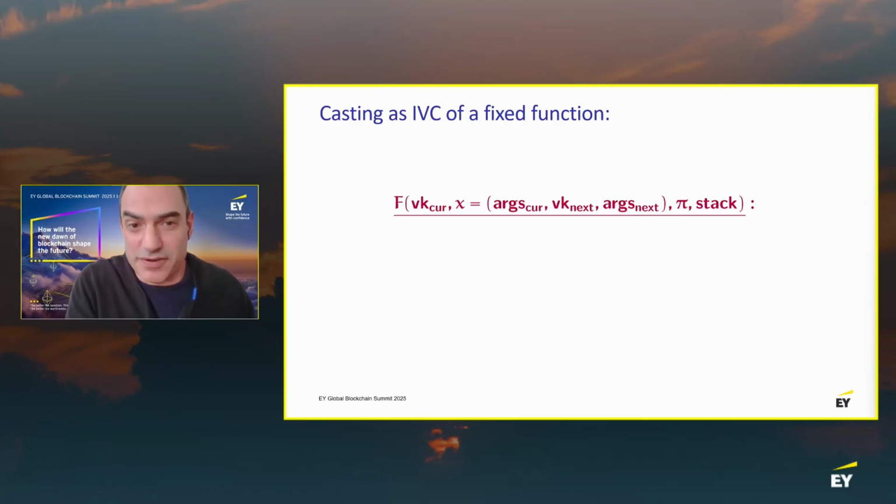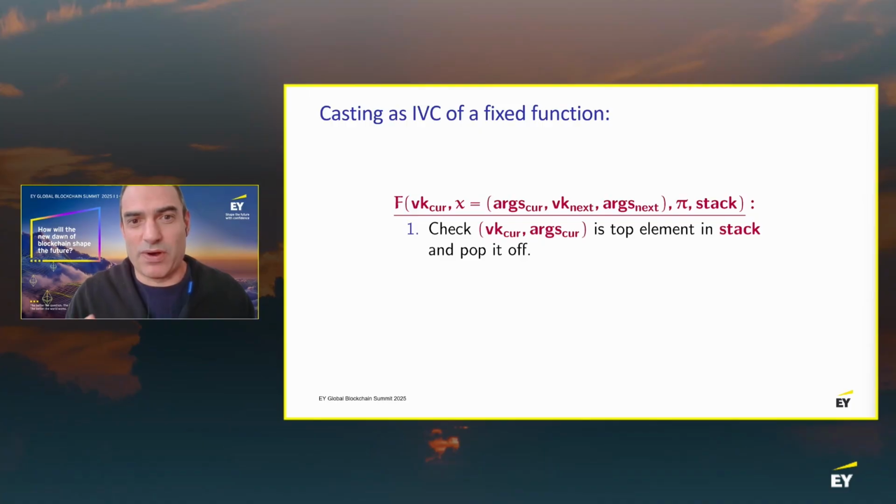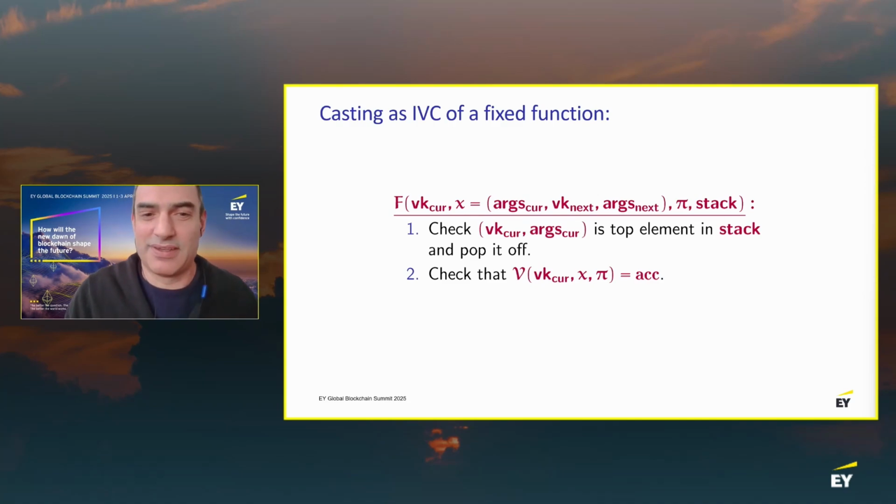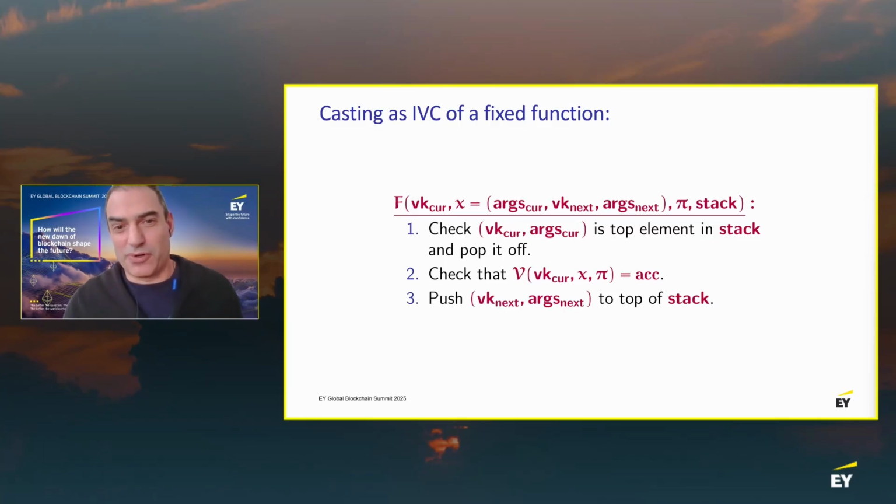We think of its inputs as the current verification key, the current arguments, the next verification key and arguments, a proof pi for the current step, and a stack. What f will do is check that VK cur and args cur are really the top element in the stack, and pop it off the stack. Now it will execute the current function: it will check that the proof pi with the current verification key and the current public input accepts. And then it will push VK next, args next to the top of the stack.